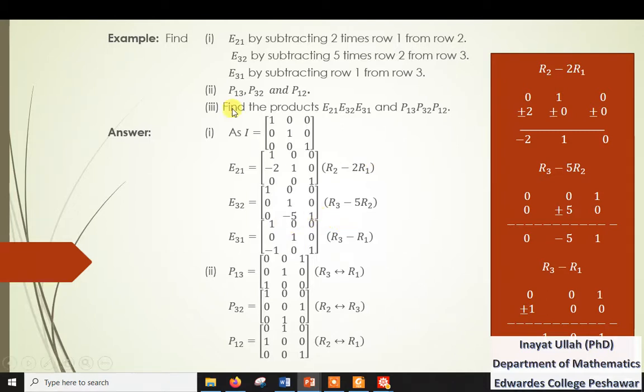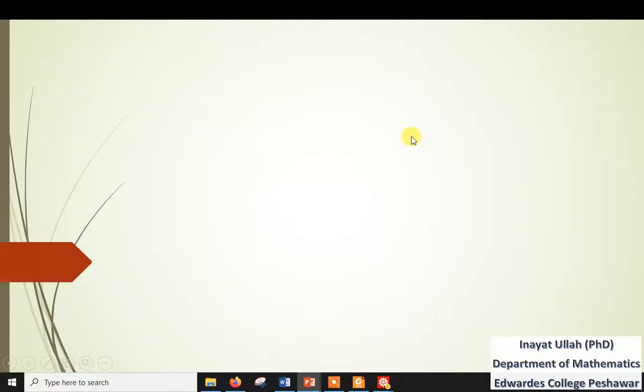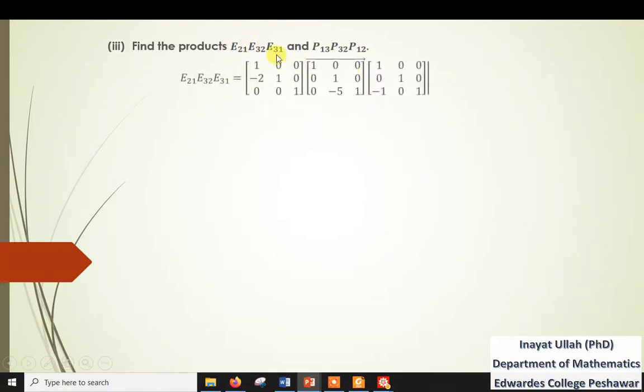Now in part number 3, we need to find the product of these elimination matrices and the product of all these permutation matrices. So in this coming slide, we need to calculate the product of these elimination matrices and these permutation matrices. First of all, we have taken this product. This is E21, which we have obtained in the previous slide. E32 is this one, and E31 is this one.